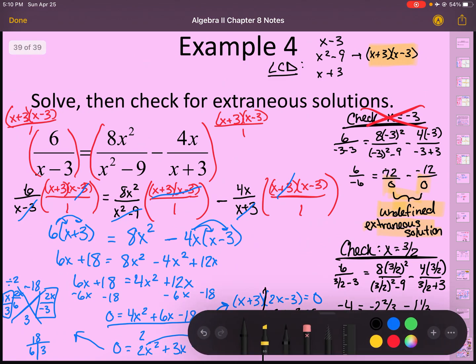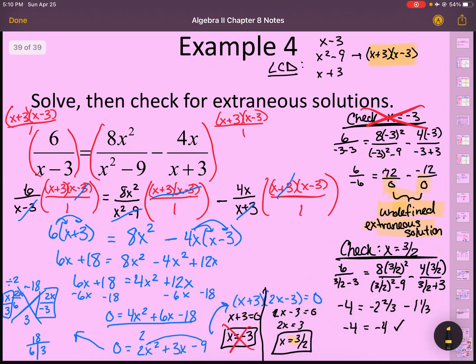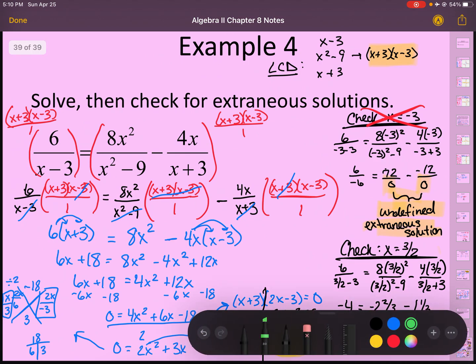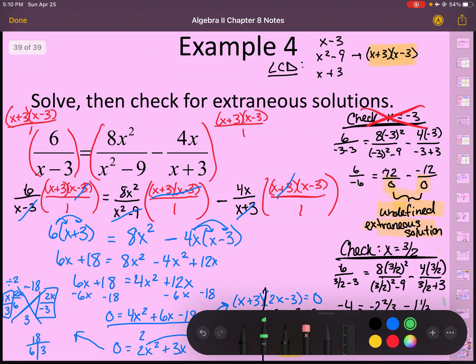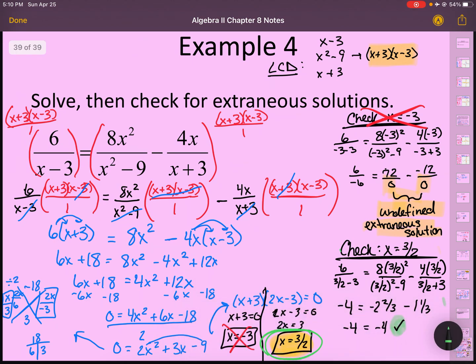So this is actually our only true answer here. X is 3 halves. That's our only answer because of this check mark there, or this verification. So x here is only 3 halves. That's our only true solution.